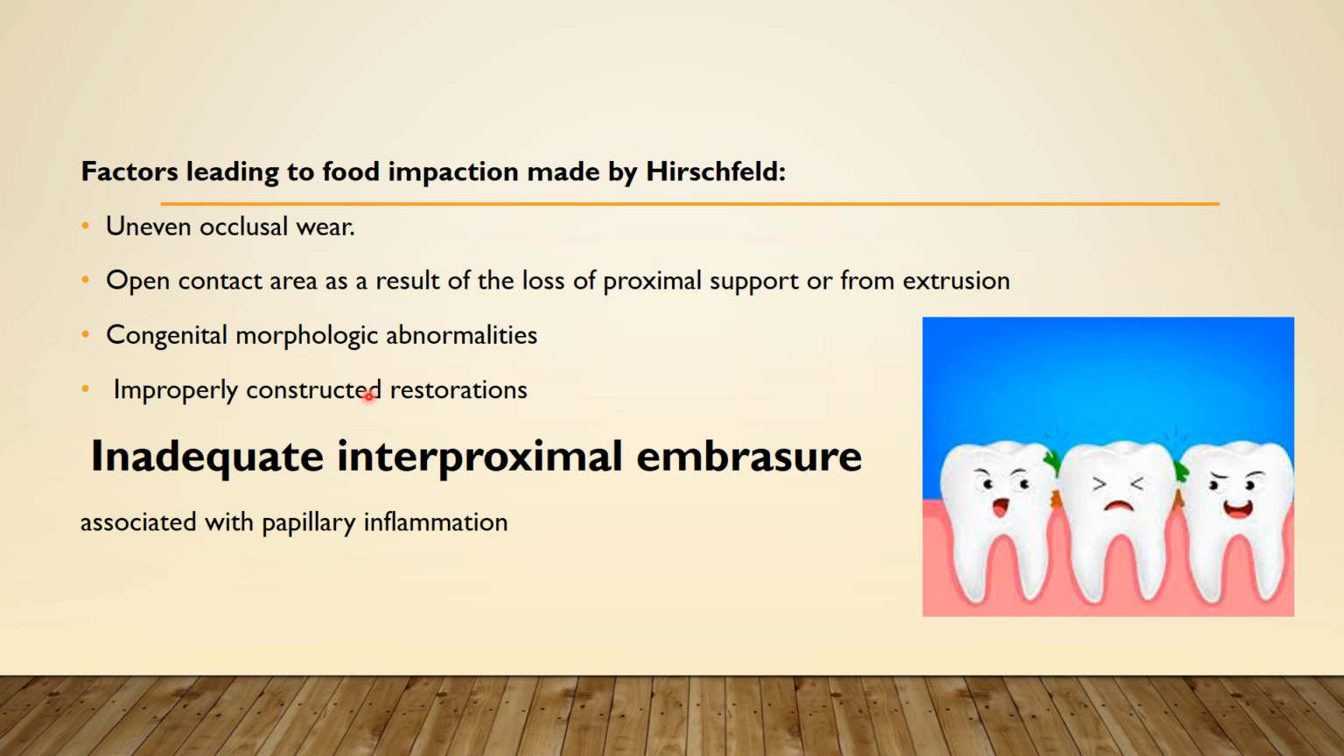So you know what is food impaction, what is plunger cusp, and what are the factors that are responsible for it: uneven occlusal wear, open contact area, congenital morphological abnormalities, improperly constructed restorations. Then coming to the next point, that is inadequate interproximal embrasures. So with inadequate interproximal embrasures, you can see that there will always be a black triangle.